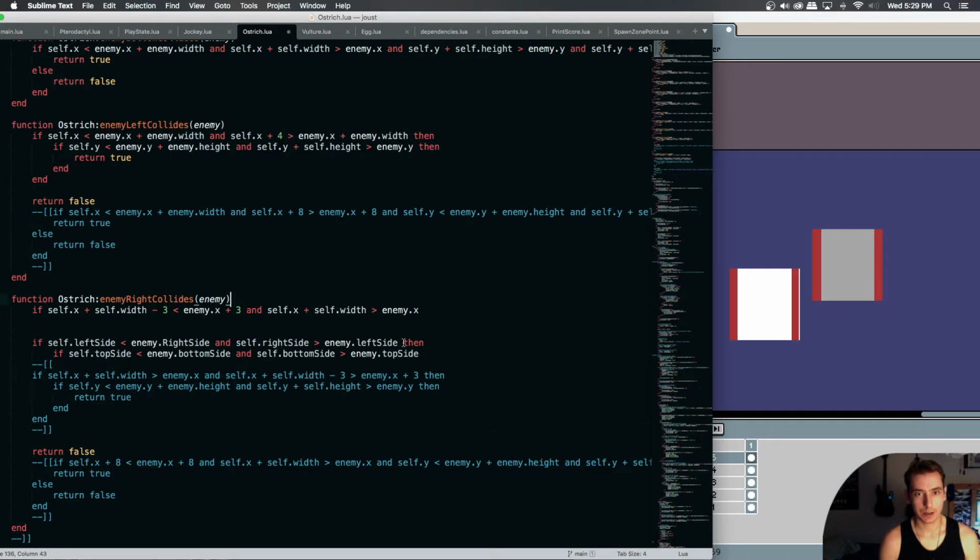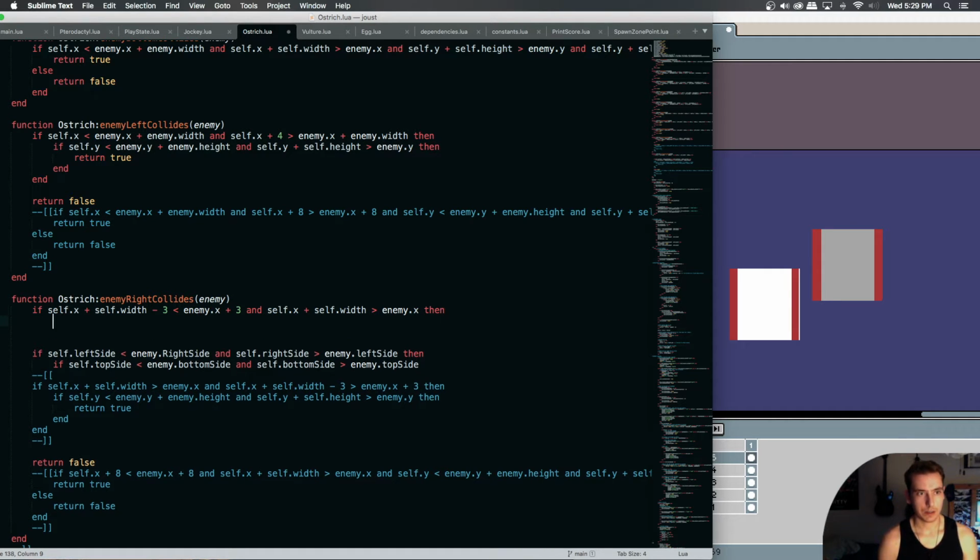So remember I said one of these needed to be swapped to a less than. God damn you. Okay, whatever. That should be right. Because this is the right side of us greater than the enemy's left side, which is that. Then it should be the easy top collide.